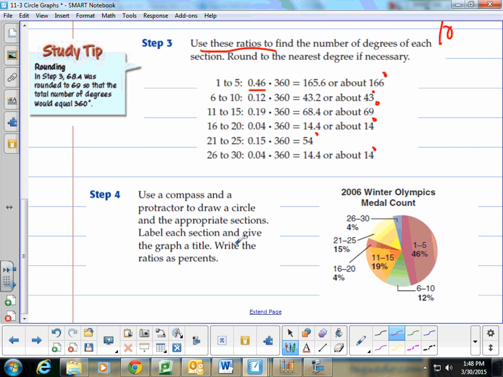So we use our compass or protractor to create this. And yeah, 46 is about half. 19 is a little under a quarter, and so on and so forth. So we fill in and label with percent and what the intervals represent.